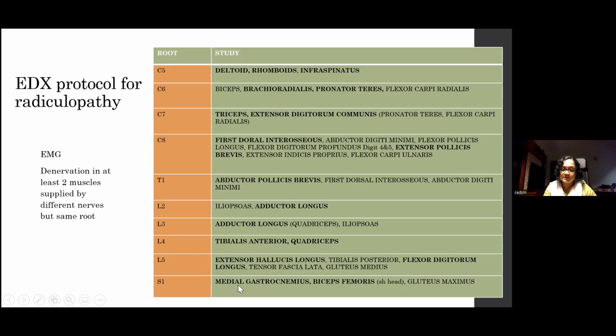Same goes for S1. You can choose the short head of biceps femoris and medial gastrocnemius. Only problem is sciatic might be common for both. So you can then have something like gluteus maximus, but the problem with gluteus maximus, it's a large muscle. So if there's patchy denervation, you might miss it. So these are things you need to think of and make sure you have some favorite muscles for different nerve roots.